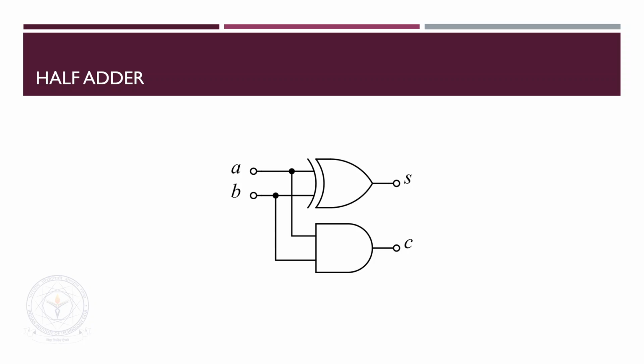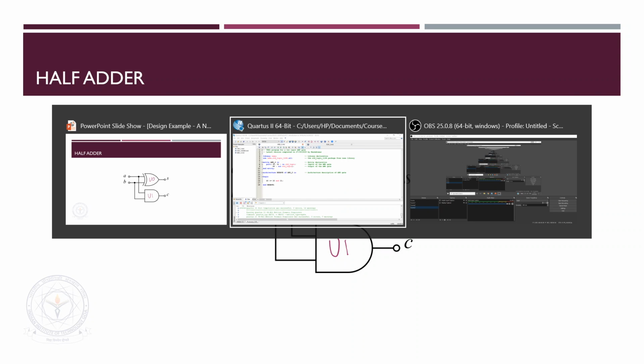So we have an XOR gate. Let me label this as U0. This will become handy when we start doing the VHDL coding. And let me call this second gate U1. Okay, we have two gates and two inputs A and B, and the outputs S and C. Now let us go to the Quartus interface.